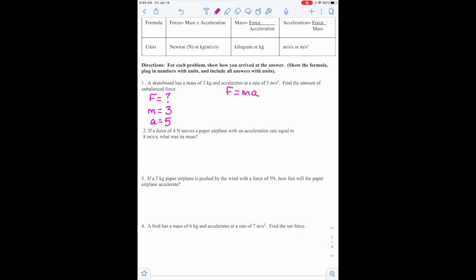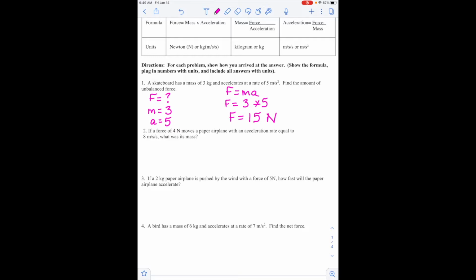We are simply going to plug in our numbers to the formula and solve. So F is equal to our mass, which is 3, times our acceleration, which is 5. 3 times 5 gives us 15, and we're going to want to make sure we put our N for newtons on there.